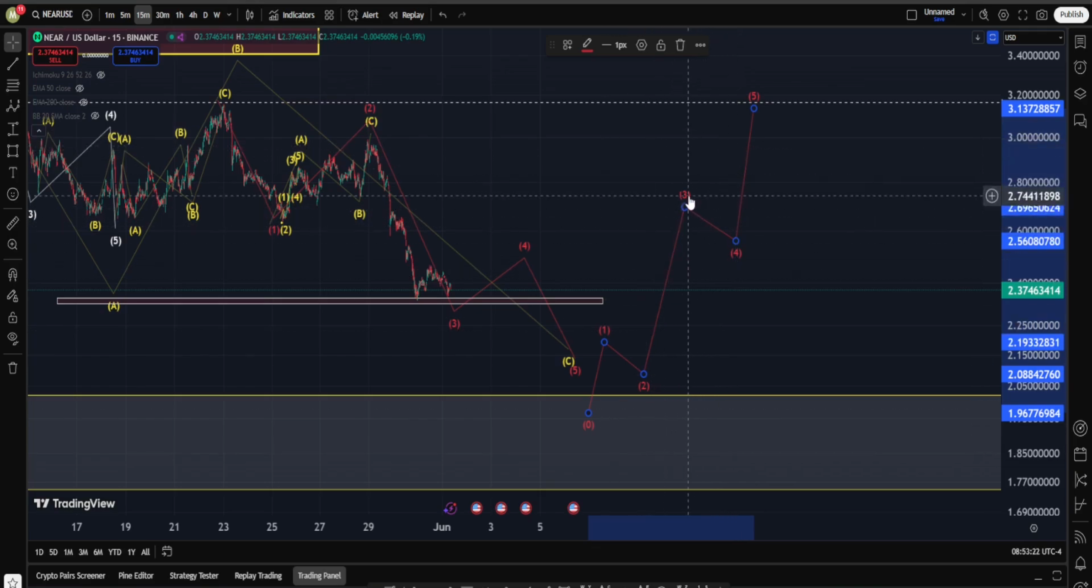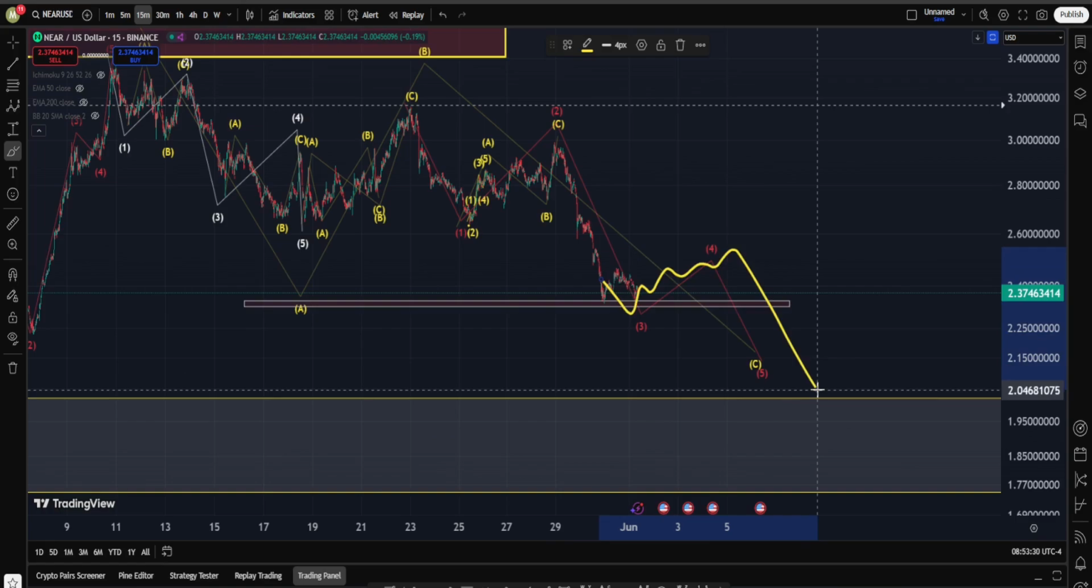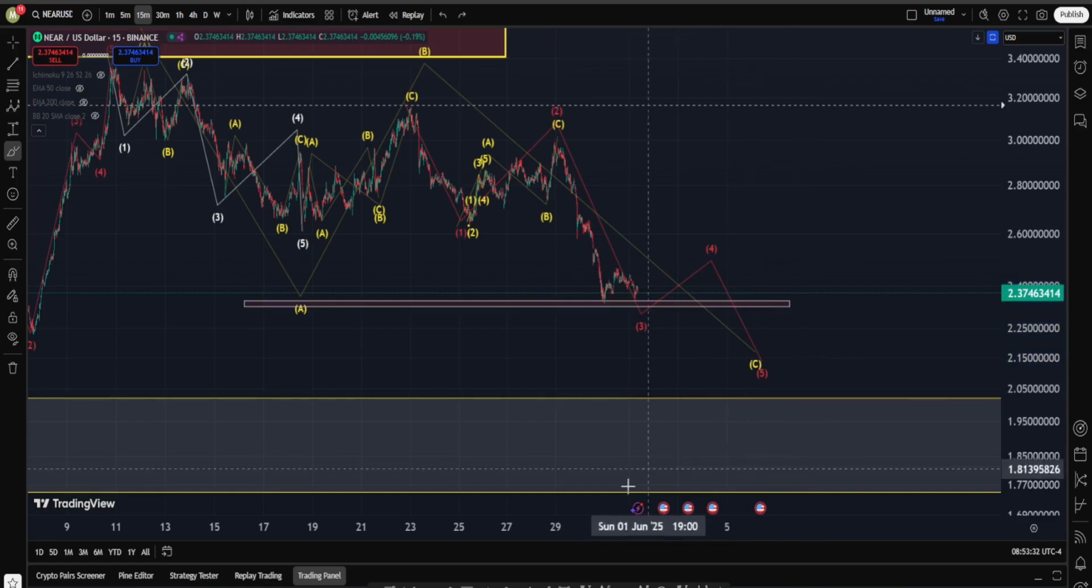For now, again, let's not focus on this move on the upside. Let's get something like this consolidation, another move down, and then we will make new updates and see where we are going to go from there. And I hope I explained everything well and you understood what is going on in Near Protocol.